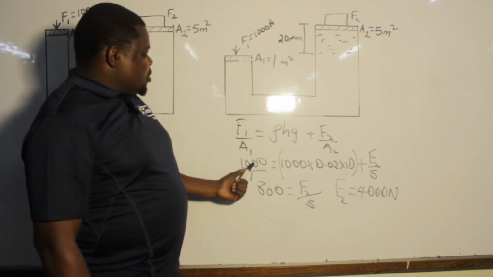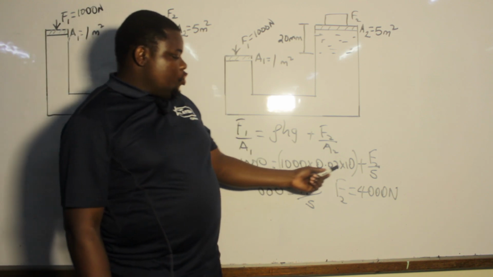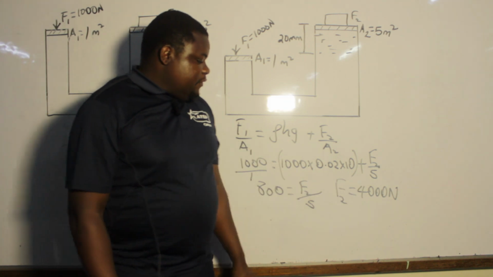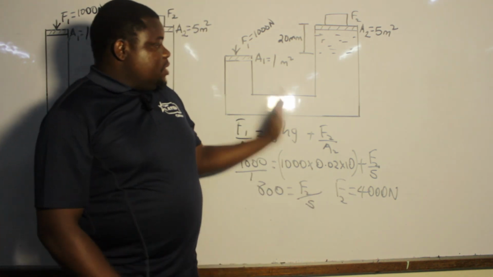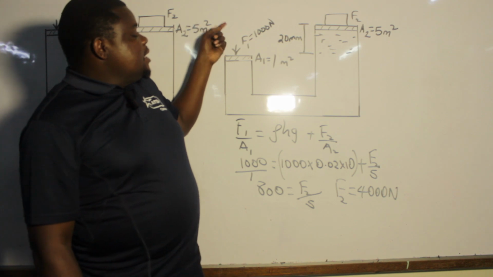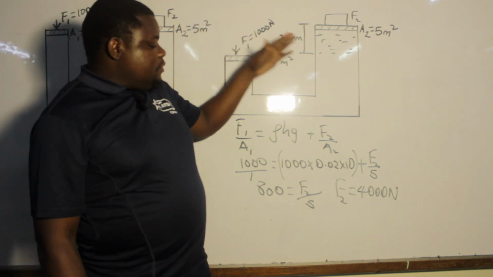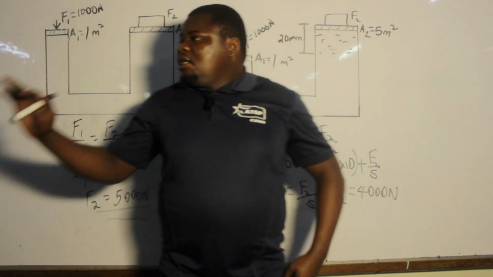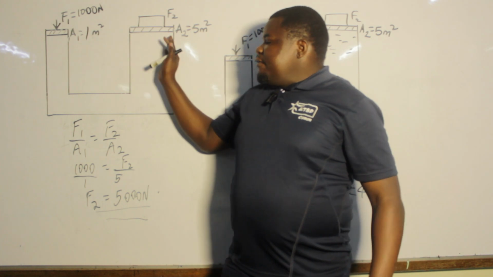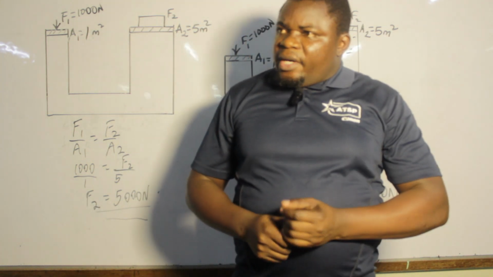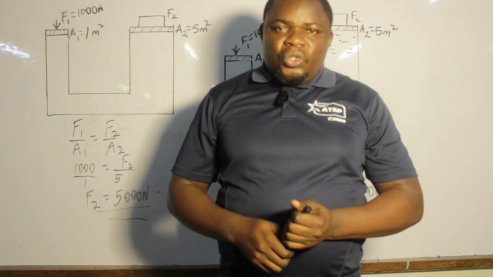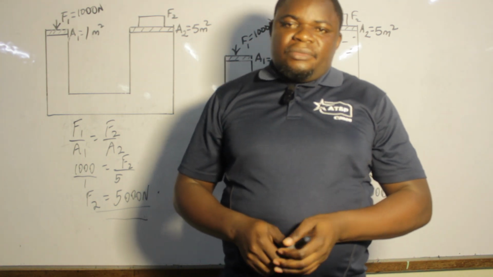Substituting, we have 1000 over 1 equals rho g h plus F2 over 5, and the force we produced is 4000. So this one multiplies the 1000 newtons to 4000 newtons. This one multiplies it to 5000 newtons. So those are areas where we can use ratios in hydraulic systems.